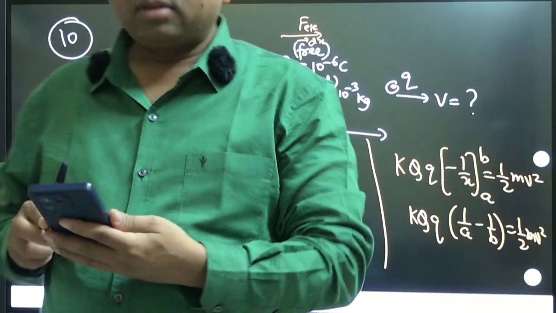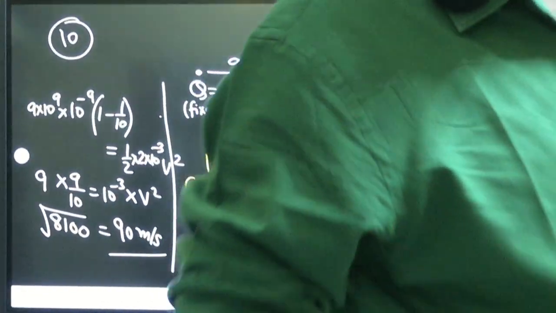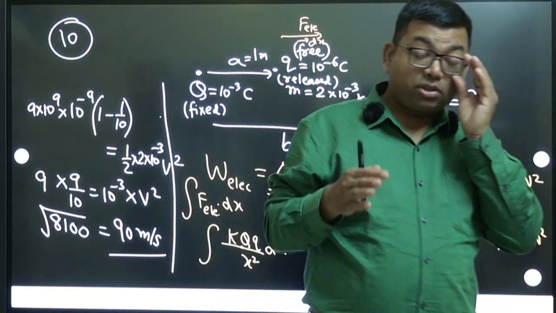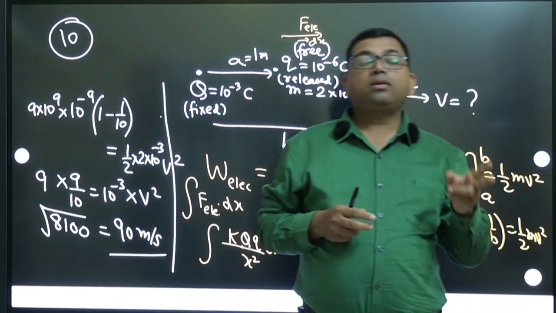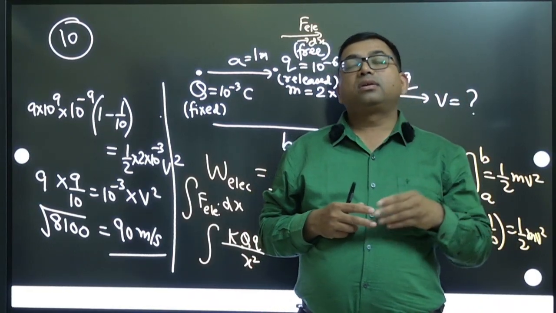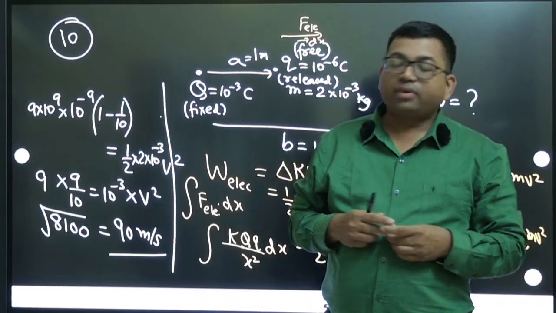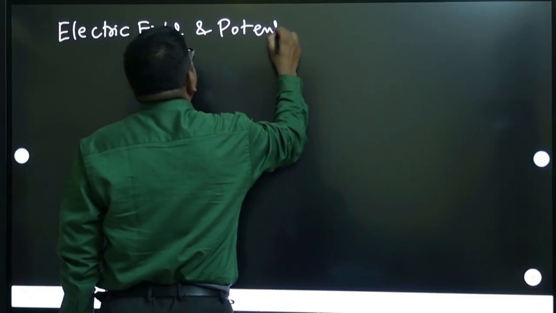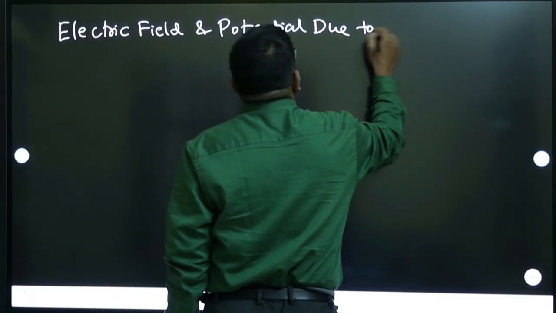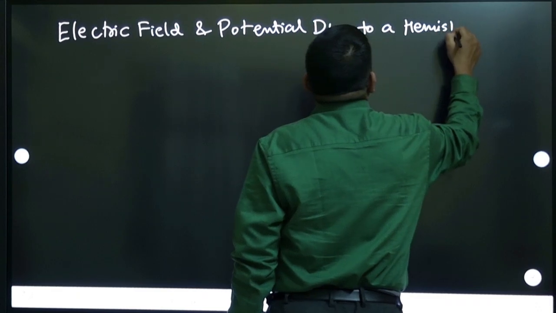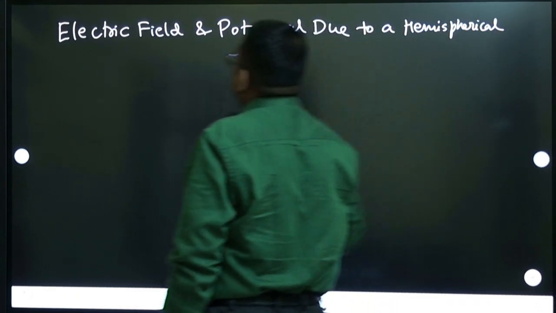Then let us go further. Today we will continue this derivation in the same way, right? So we have done the ring, we have done the disk. Ring and disk are over. Then we will go for the hemispherical shell. Electric field and potential due to a hemispherical shell.